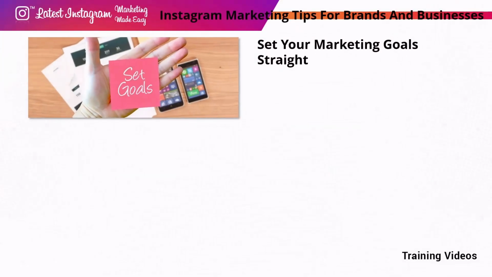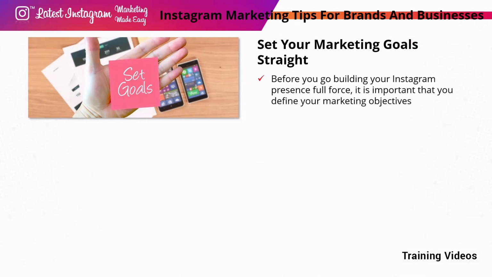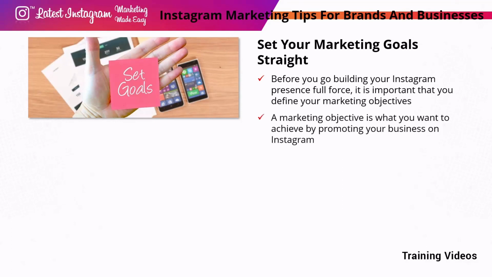Set your marketing goals straight. Before you go building your Instagram presence full force, it is important that you define your marketing objectives. A marketing objective is what you want to achieve by promoting your business on Instagram. Your marketing objectives can vary according to the stage you're at in your business life cycle, but it is key that you start with the basics. This includes creating brand awareness among Instagram users first, generating engagement to build a targeted audience second, and then promoting your products and services to start moving potential customers down your sales funnel.